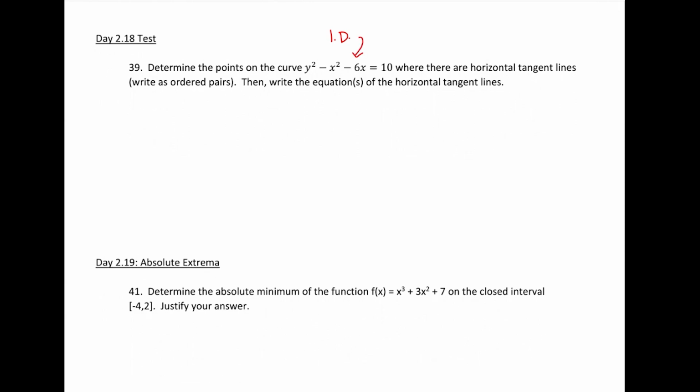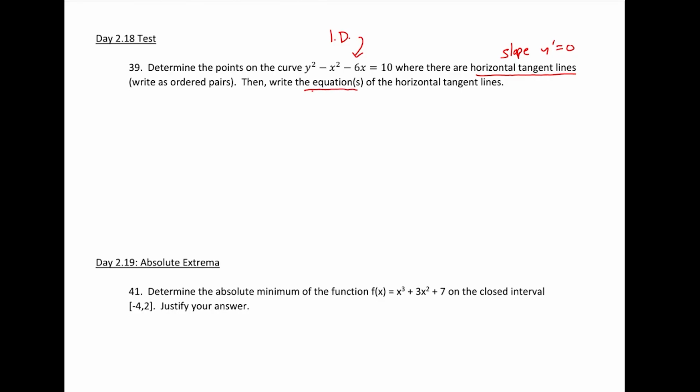Where there are horizontal tangent lines, the slope, or y prime, is going to be 0. So we're looking for the points where there are horizontal tangent lines. Then write the equations of the horizontal tangent lines.